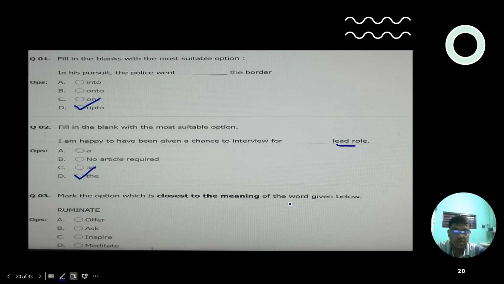Now, closest to the meaning of the word given below, ruminate. If you know, ruminate means to think deeply about something or some matter or some thought. So thinking deeply is connected to offer no, ask no, inspire no, mediate. Mediate is something where you think deeply about something, and the actual meaning of ruminate is also to think deeply. So mediate would be the correct answer here.